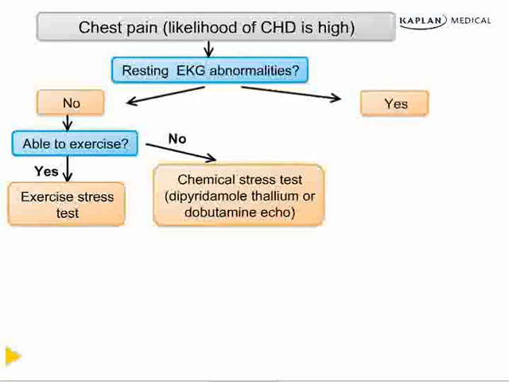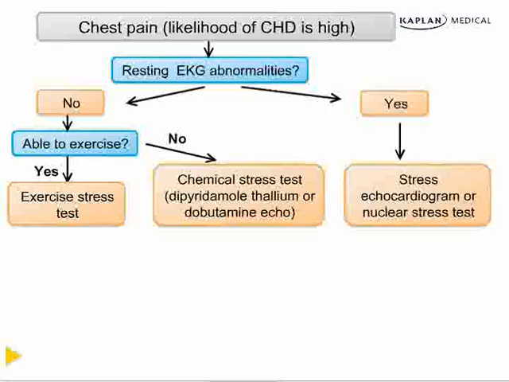Now, if there are resting EKG abnormalities, we can't read the EKG for ischemia. We have to do stress echo or nuclear stress test to be able to tell us whether or not somebody is able to have ischemia. So if you have an EKG that's unreadable, then we find a different way to look at the heart with the stress echo or a nuclear stress test.